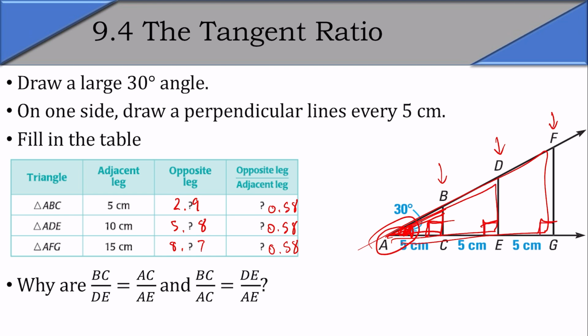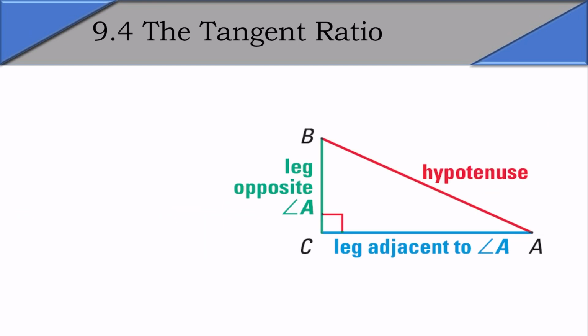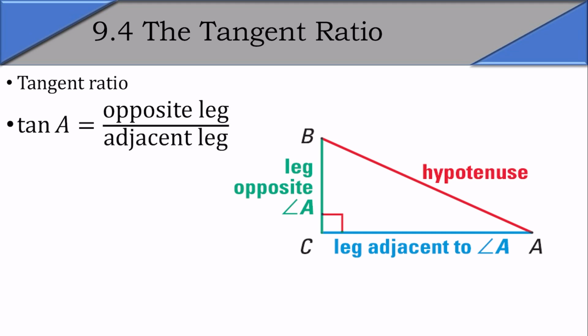Now right triangles are used so often that we like to standardize the ratios of the sides. So the ratio of the opposite leg to the adjacent leg is tangent. The tangent ratio is the opposite leg over the adjacent leg.